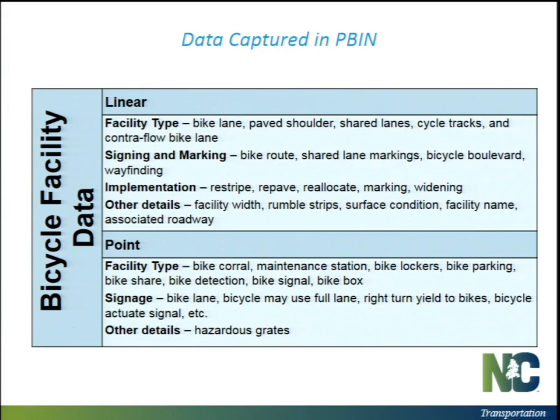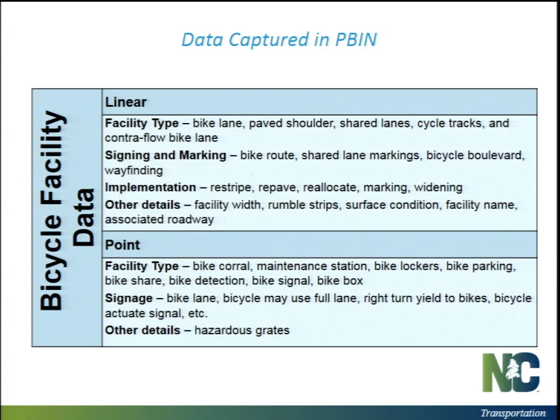Bike facility data, again, existing and proposed facility type, bike lane, paved shoulder, cycle tracks. We also have a lot of bike routes information, shared lane markings, which are sharrows. And we also have implementation, perhaps how the bike lane was installed. Was it a restriping project? Was it some type of reallocation road diet project? Those types of things. Bike lane width, et cetera.